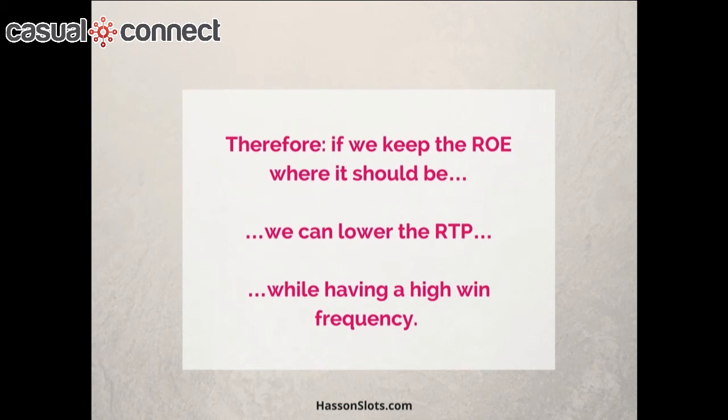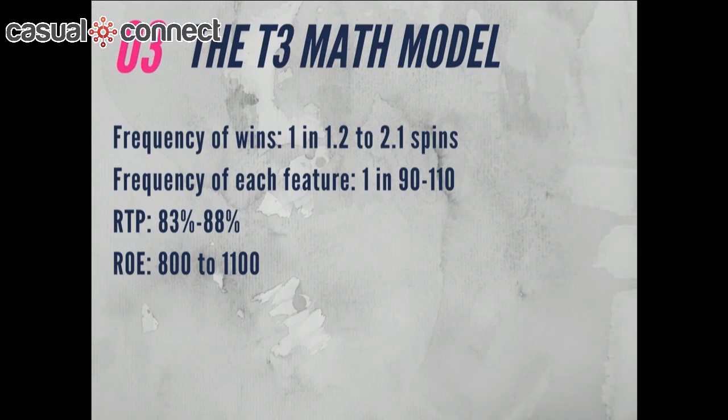The T3 math model is frequency of wins is 1 in 1.2 to 2.1, meaning you can do anything on that scale. You can have 1 in 1.2 if you wanted to feel like you were winning all the time, 1 in 1.5 and so on. This sort of win frequency feels really, really great. The players feel like they're winning all the time.